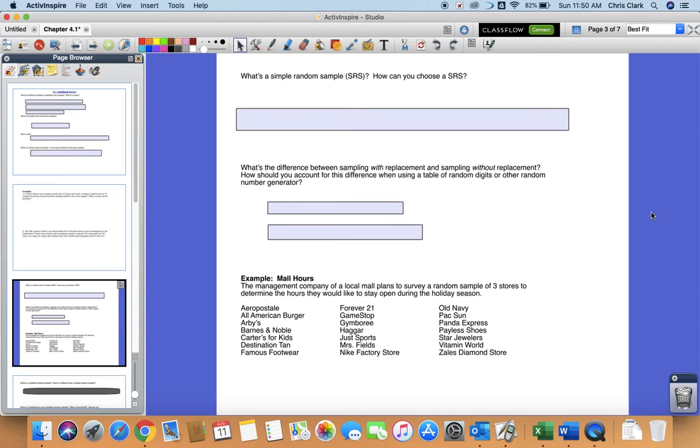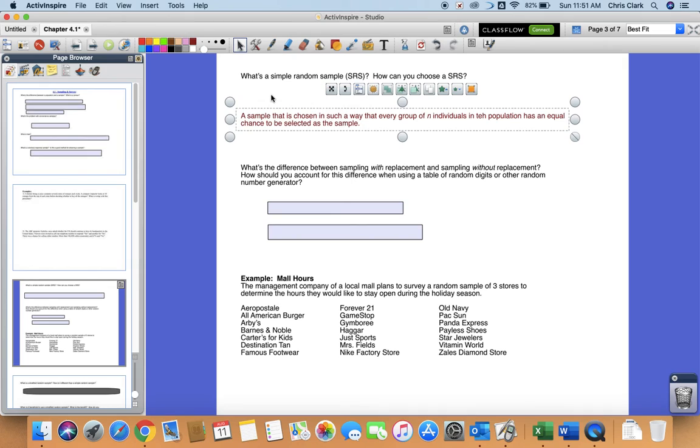So that's how to sample badly. Those are two sampling methods that are not good. Let's talk about how to sample well. So one sampling method that is kind of the easiest thing for us to do is called a simple random sample, or an SRS. A simple random sample is a sample that is chosen in such a way that every group of n individuals in the population has an equal chance to be selected as the sample.